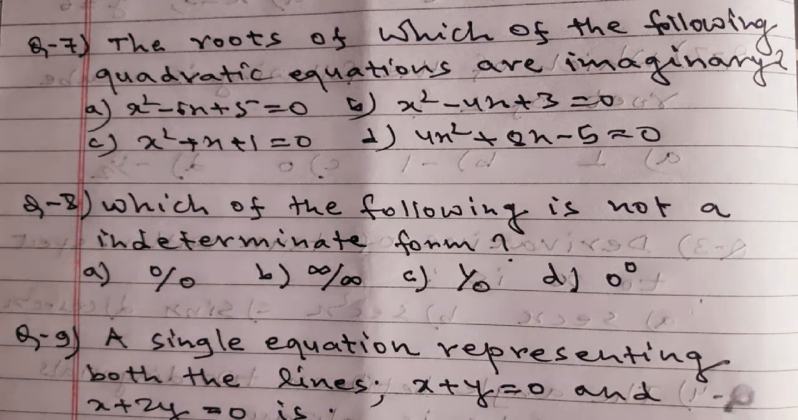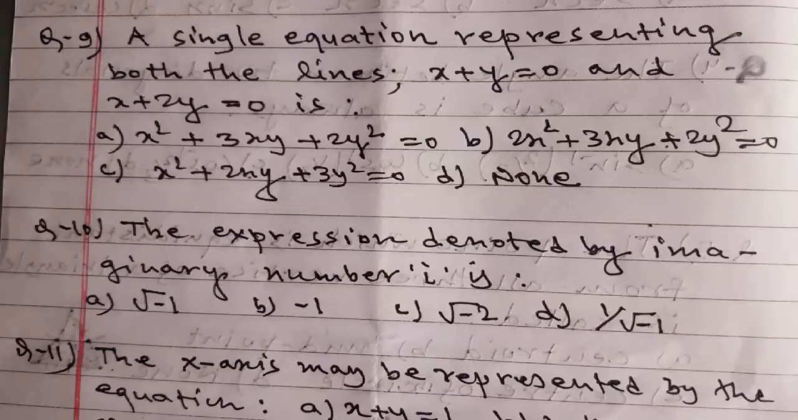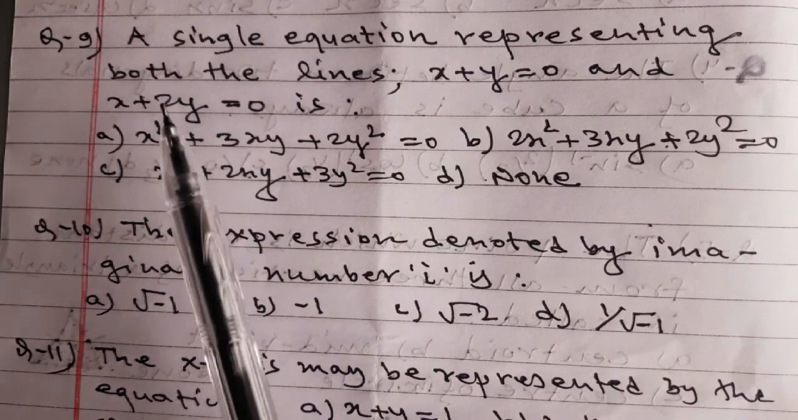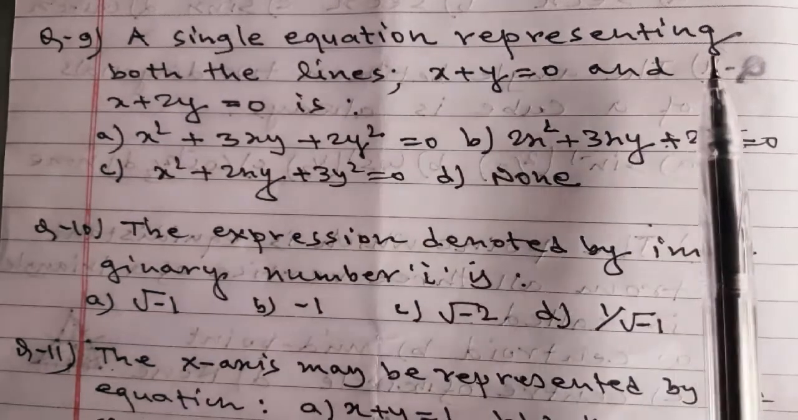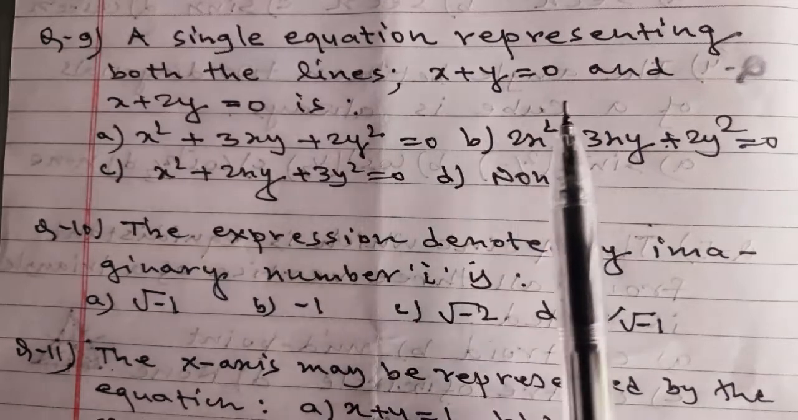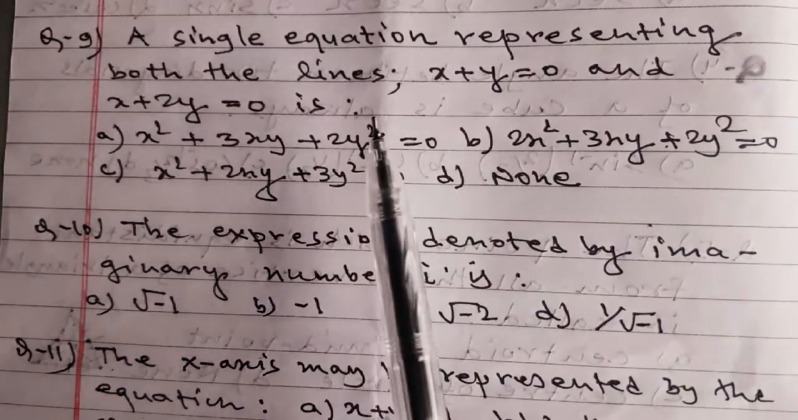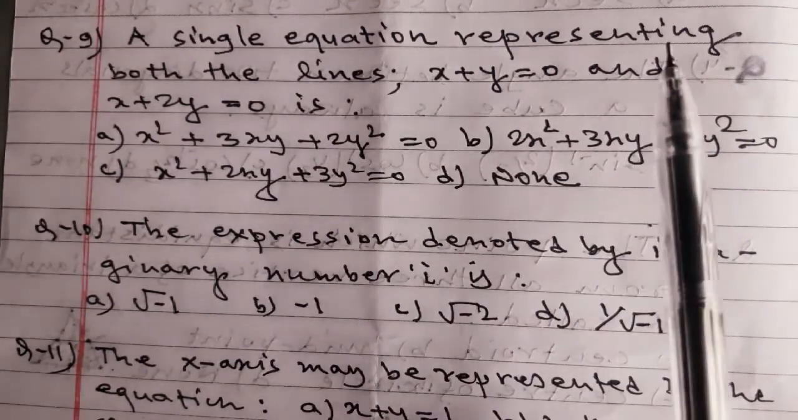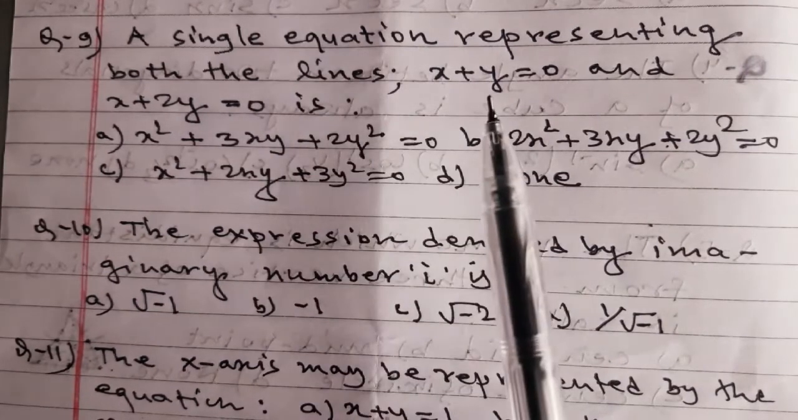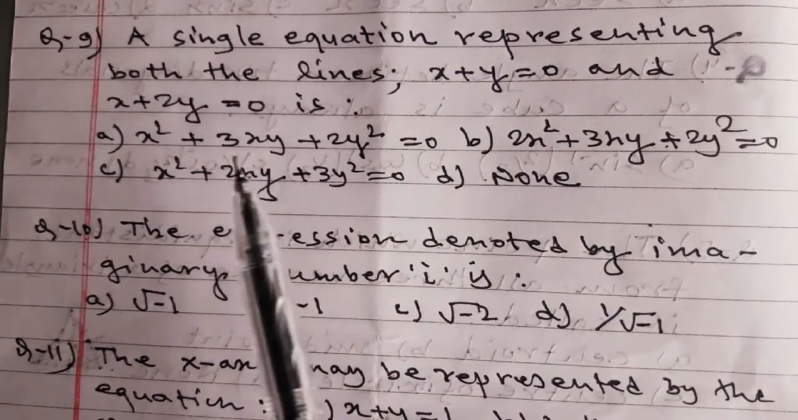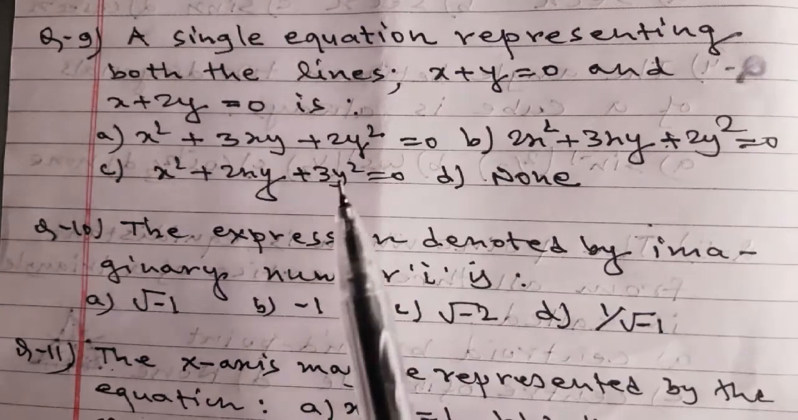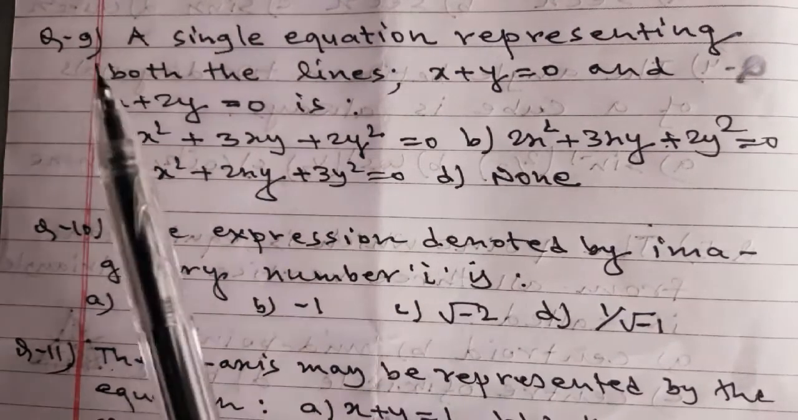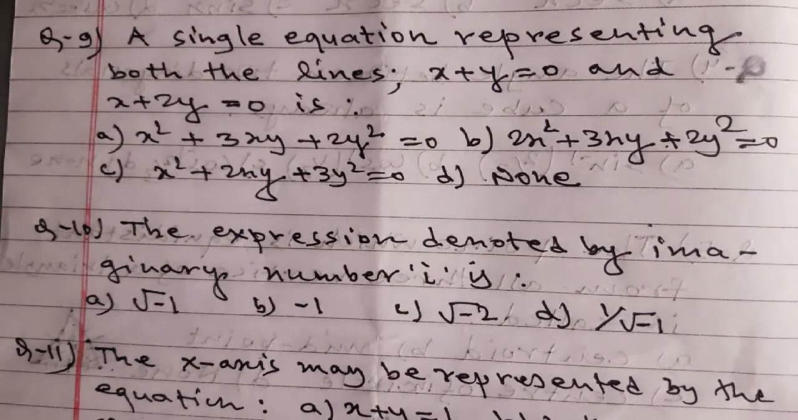Let's go to question number 9. A single equation representing both the lines x plus y is equal to 0 and x plus 2y is equal to 0 is... We are given a, b, c, d, four options, and we have to choose the right option. So let's go to the solution of question number 9.